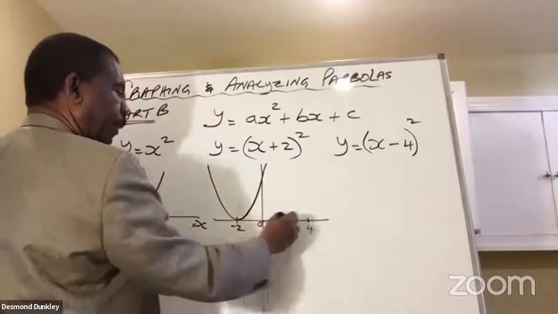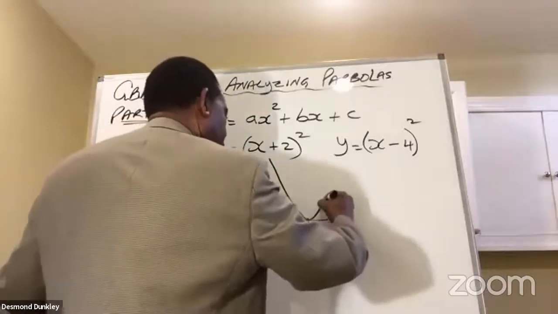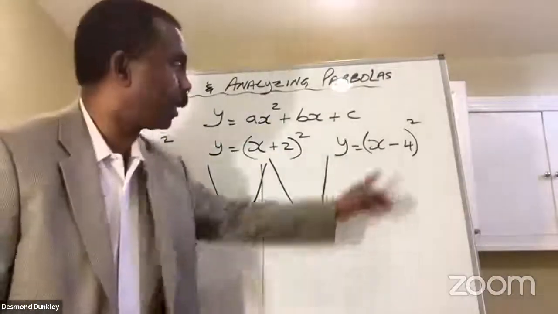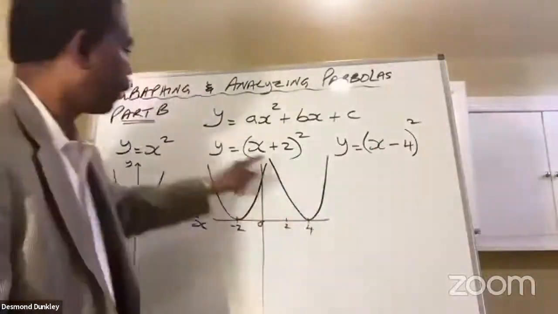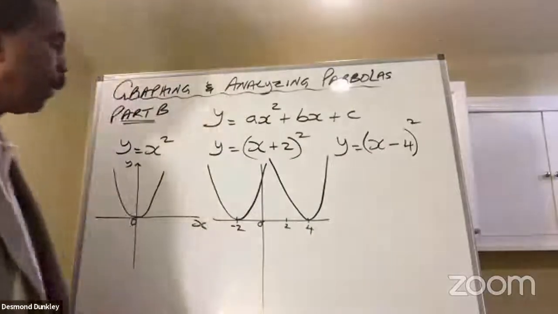So starting here, this will be where it is, and you'll end up with the graph shifting to the right 4 units. With a minus, it goes to the right. With a plus, it goes to the left. Very important difference.